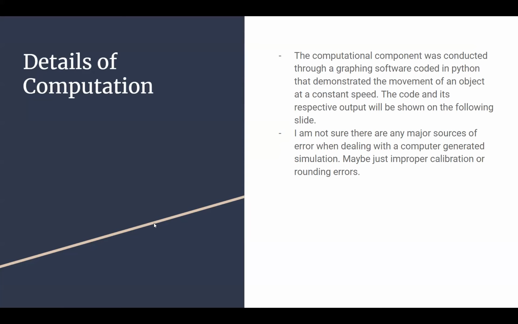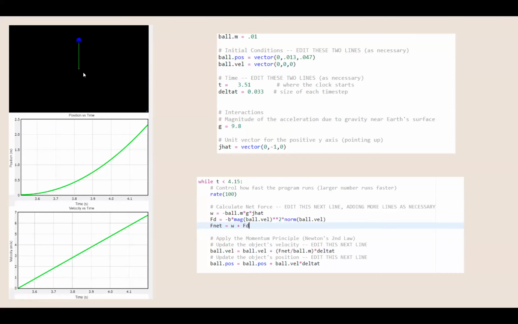Some details of the computation. The computational component was conducted through graphing software coded in Python that demonstrated movement of an object. The code and its respective output will be shown on the following slide. I'm not sure there are any major sources of error when dealing with a computer-generated simulation, just proper calibration and rounding errors. This is what my graph looked like. I set the motion going up so I could graph the curve with the positive values. And then this was the initial time, because I started the video late when I took it. And then this was my delta t, and the initial position vector, because the position was not directly on the y-axis when I dropped it.